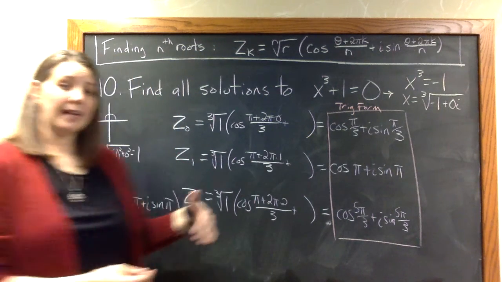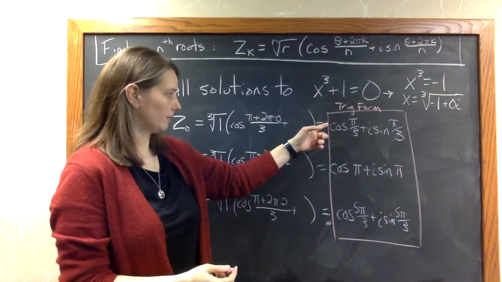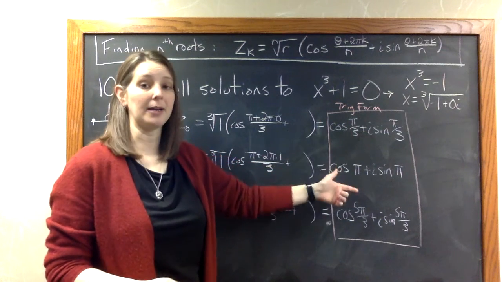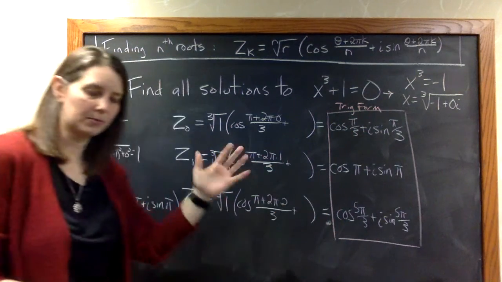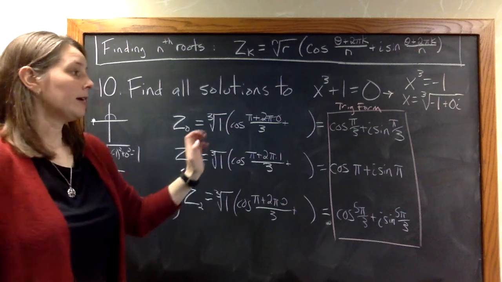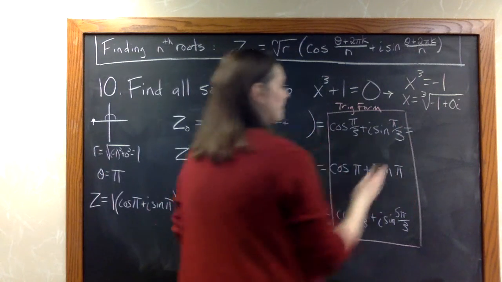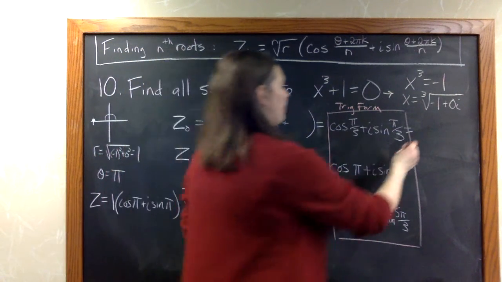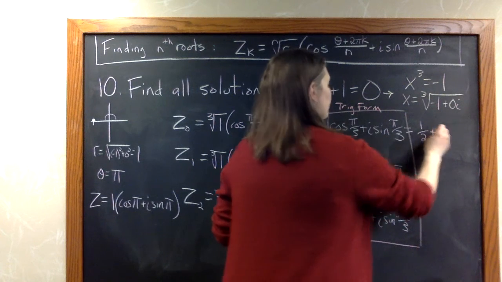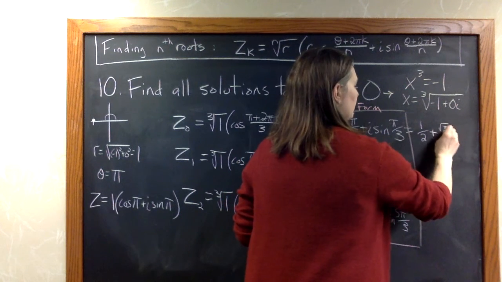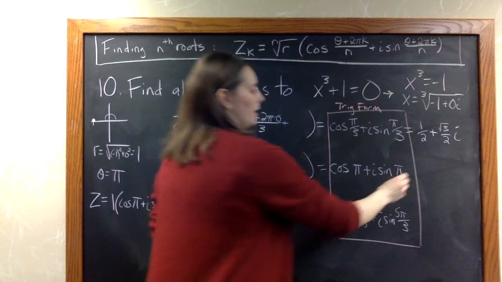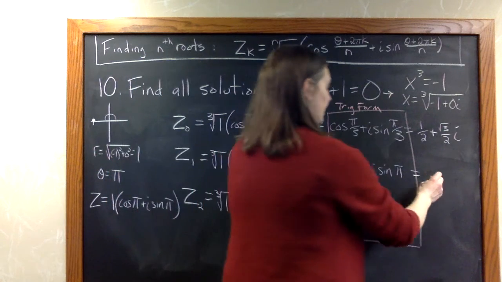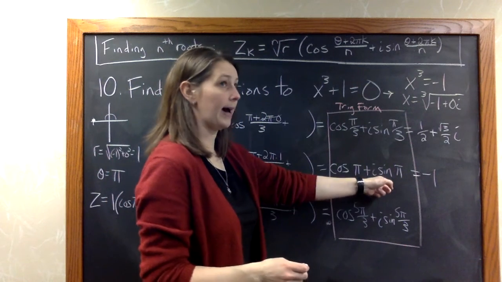All right, and like I mentioned in the last video, you should see a pattern. The number out front is the same for all of them, and then pi over 3, pi, 5 pi over 3. Notice these are going up by 2 pi over 3 every time. So always you'll see a pattern. Let's go ahead and evaluate these, get them in standard form. So cosine of pi over 3, that's just 1/2, isn't it? So 1/2 plus sine of pi over 3 is root 3 over 2 i. We're going to evaluate these. Cosine of pi is -1. Sine of pi is 0.